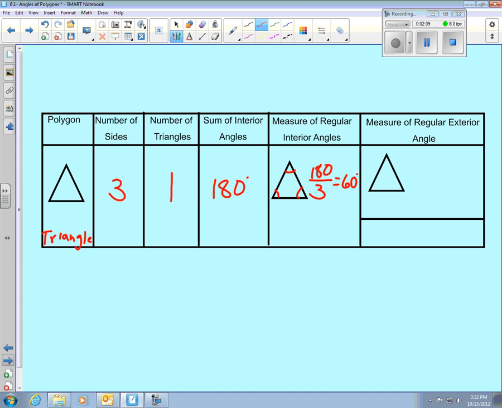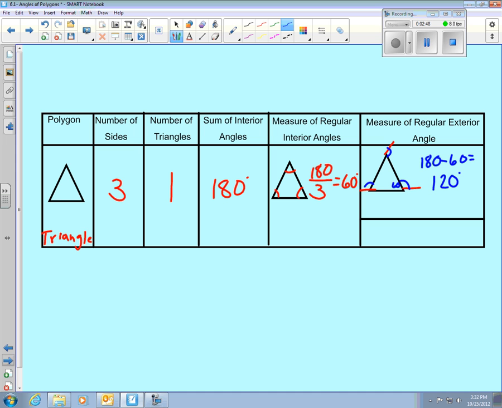All right, the measure of regular exterior angles. So when we talk about exterior angles, if I extend these lines out, we've just created some exterior angles. We have one there, one there, one there. So if we take those, we know that our inside angles are 60 degrees, and that the 60 degrees is here, and that the 2 angles together is going to be 180. So to find that exterior angle, if we take 180 and we minus that 60, we get 120 degrees.